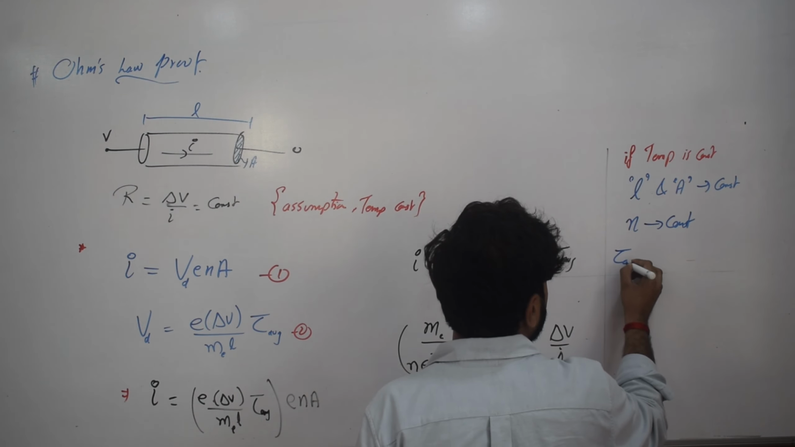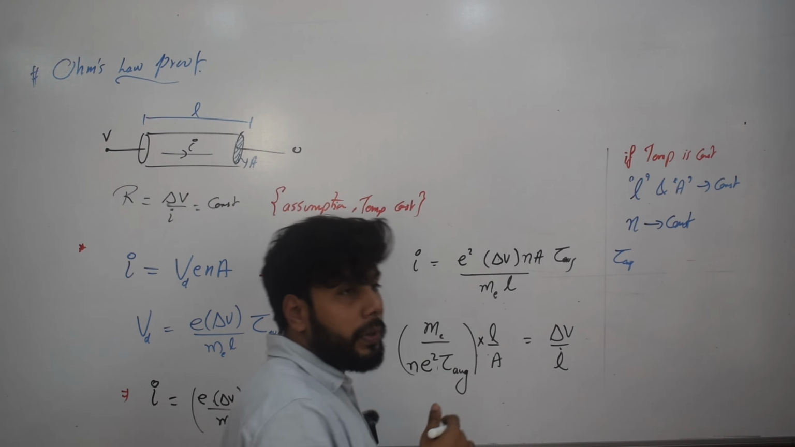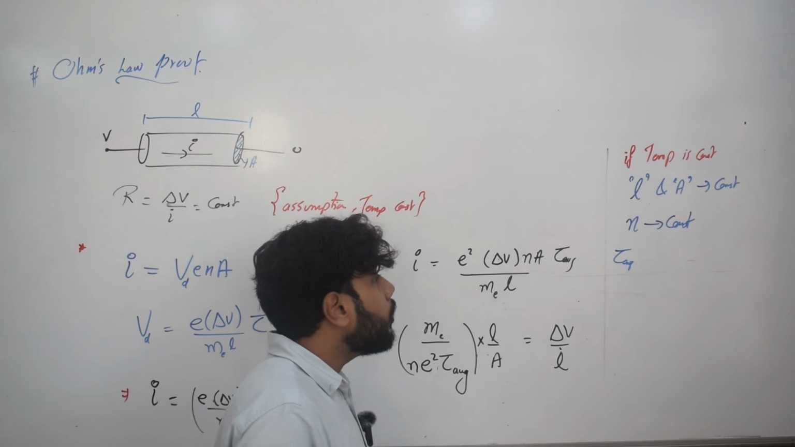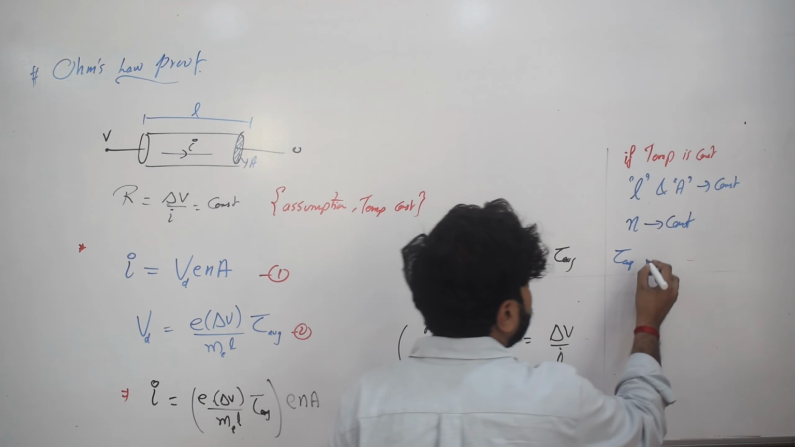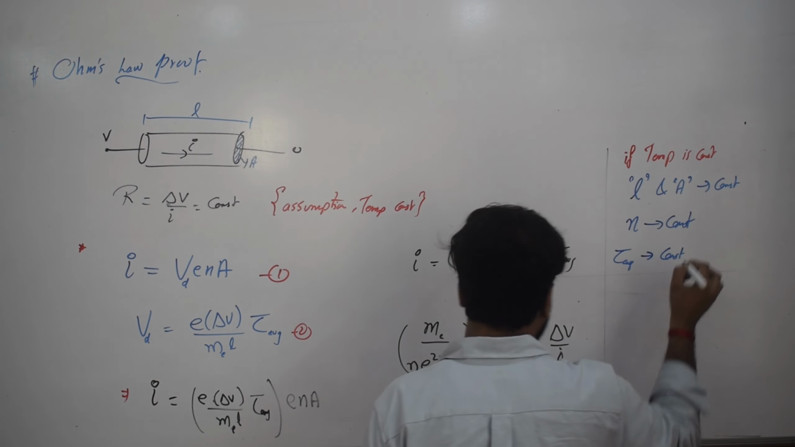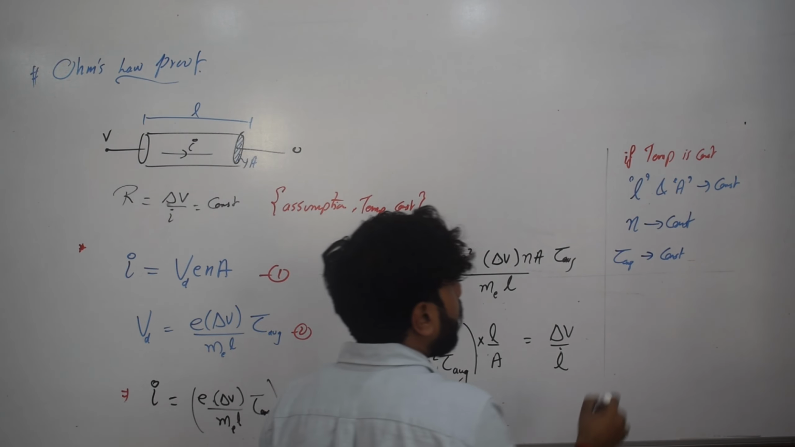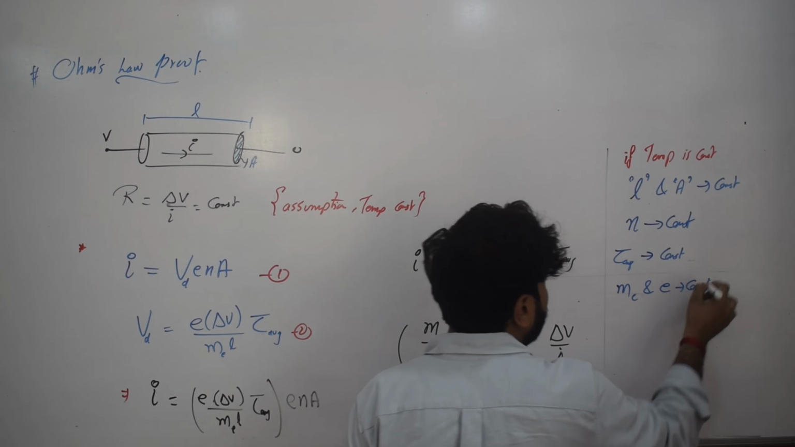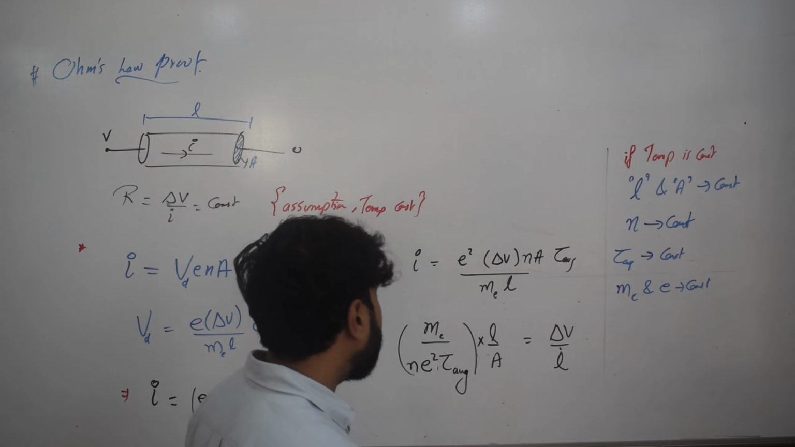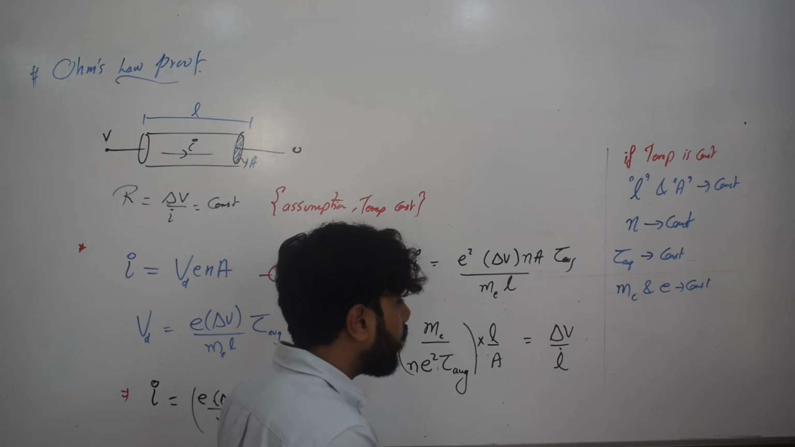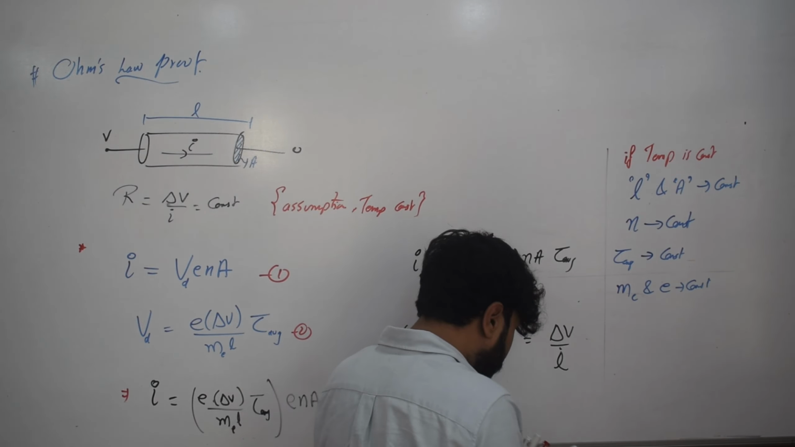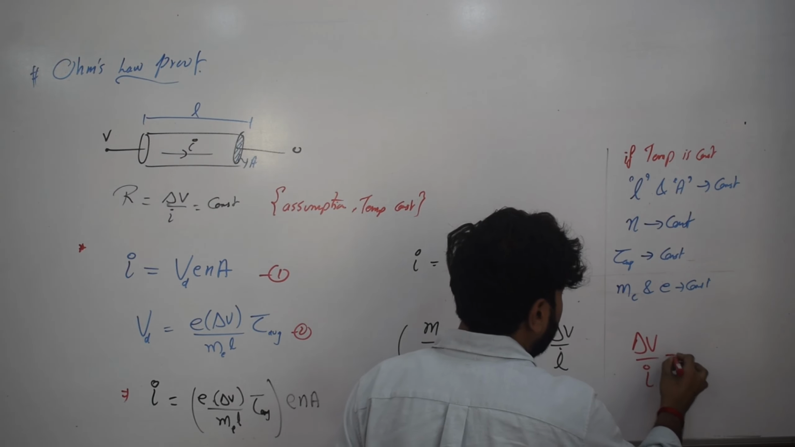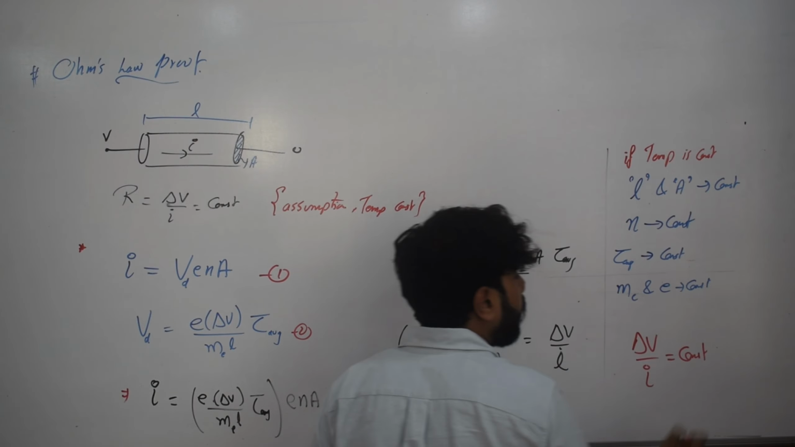And tau average, just like I told you, if the temperature is more, they will have more thermal energy and the collisions will be rapid. So tau average will decrease. That means if temperature is constant, tau average is also going to be constant. What else we have? Mass of electron and charge of electron are always constant. There is no doubt in that. That means if the temperature is constant, all the other variables we had will become what? Constant. So you get del V by I equals what? Constant, and that is what Ohm's law was.